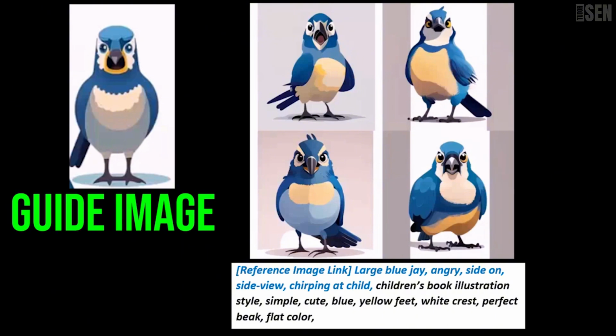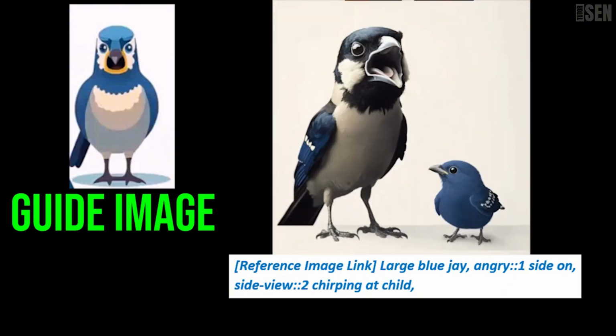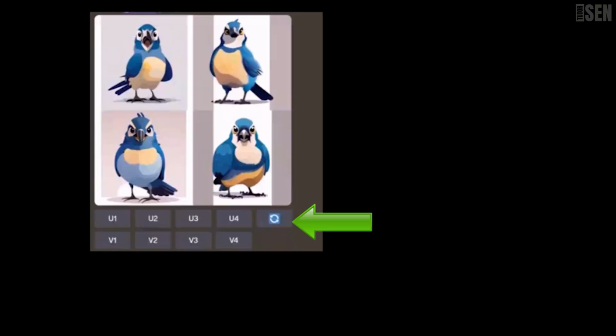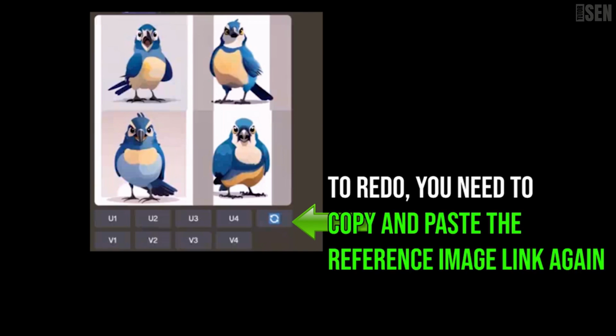And if we really wanted that, we can add weights to the prompt, like reference image link, large blue jay, angry, colon 1, space, side-on side view, colon 2, space, chirping at a child, which will make the side view and chirping at the child more important than the angry blue jay. It is also important to note that if you hit the redo button, it will not include the seed image. To use a seed image again, you need to copy and paste it into the prompt again each time you want to use it.